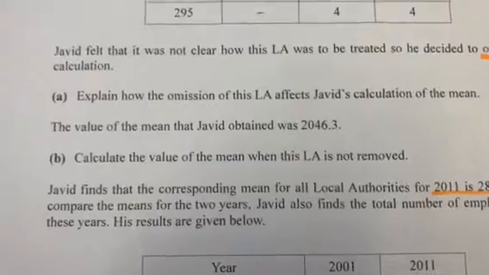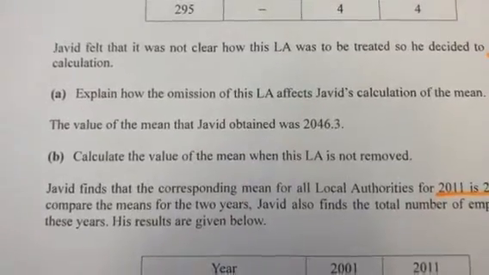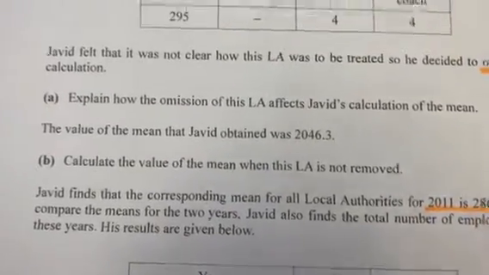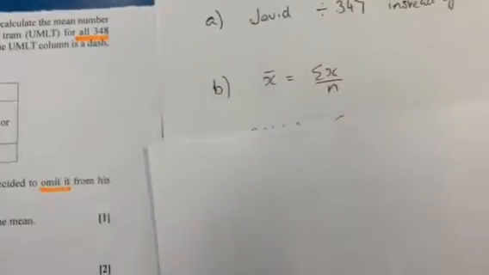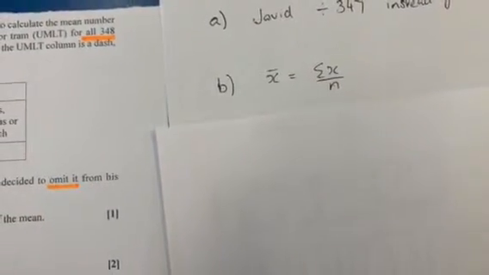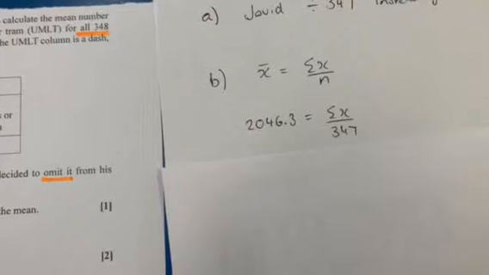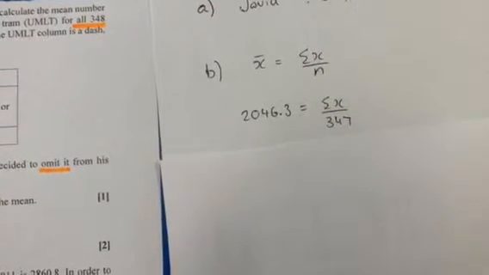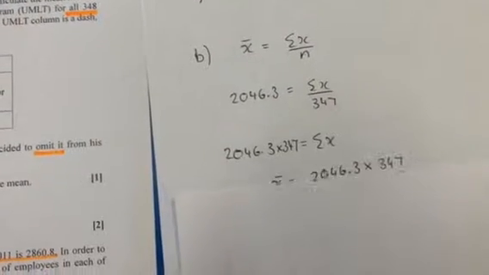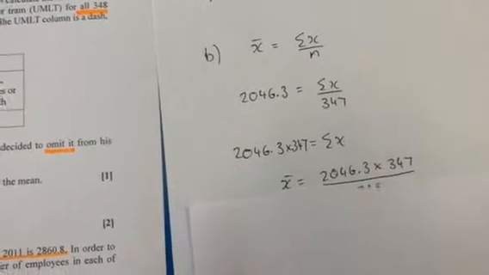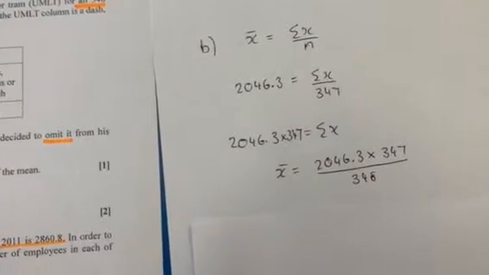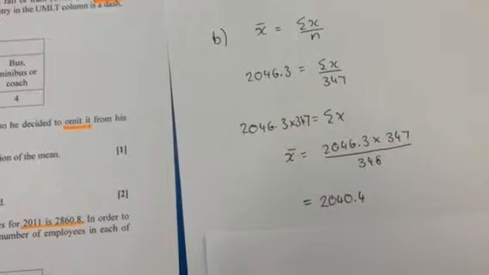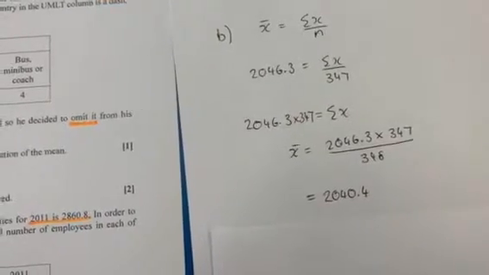Okay, so his mean that he got was 2046.3. So remember, to get the mean, we add the numbers up and divide by how many there are. So we've got his mean and we've got what he divided by, so we can clearly multiply those to get the total, and then we can divide by 348. And if you do that, then you get 2040.4, and that's the correct answer for that one.